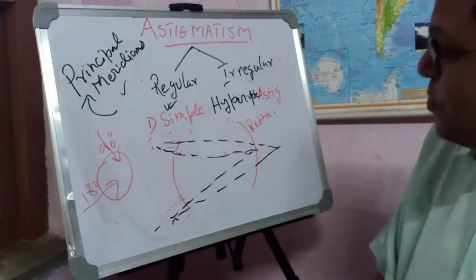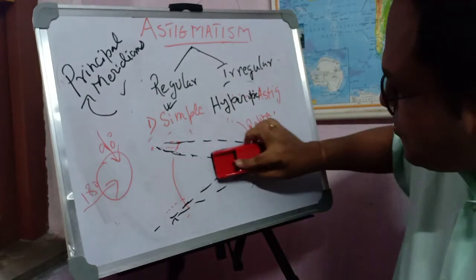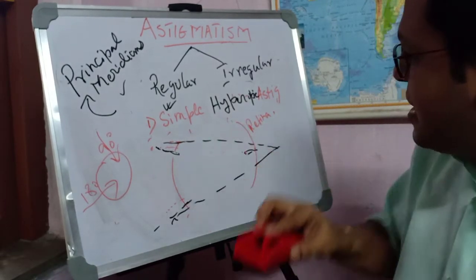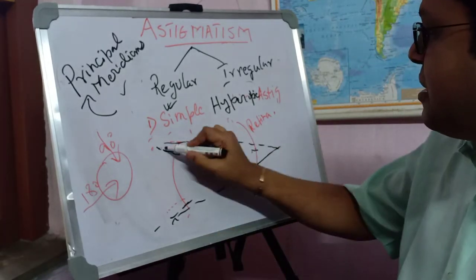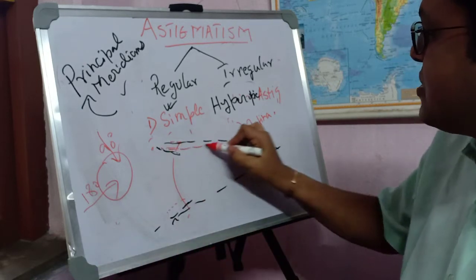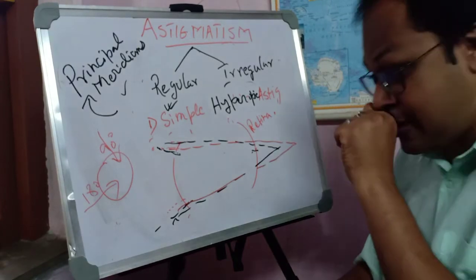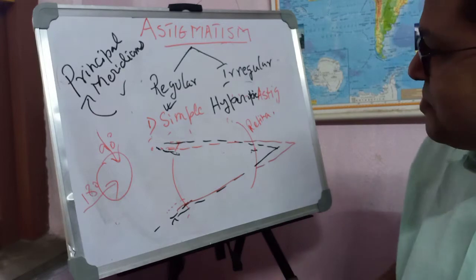Now in compound hyperopic astigmatism, none of the rays of light traveling through the principal meridians of the cornea are actually reaching the retina. They are falling beyond the retina. So they are falling beyond the retina, right? So that's basically compound hyperopic astigmatism.